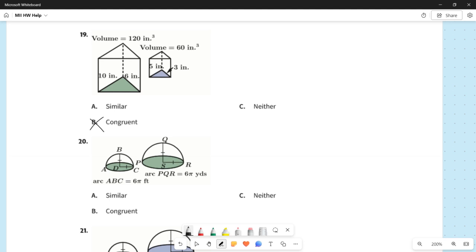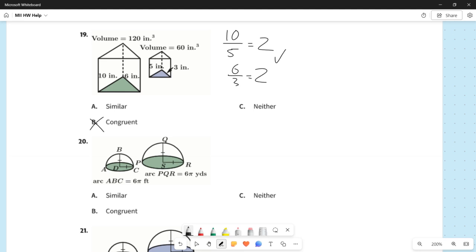Now, are they similar? Well, if they're similar, it means that they're proportional. And that means that the side lengths have to be in the same proportion. So we're given two side lengths. So we'll go big to small. And the 10 corresponds to the 5. 10 divided by 5 is 2. And then the other side length, 6 to 3, well, 6 divided by 3 is also 2.